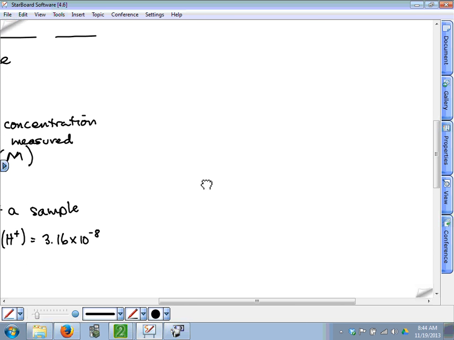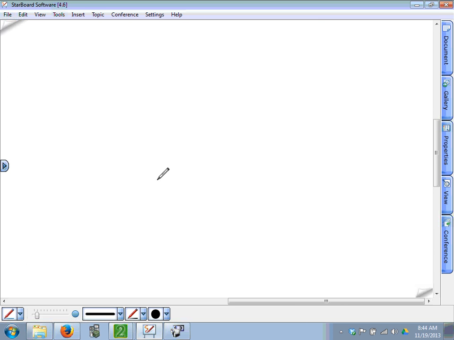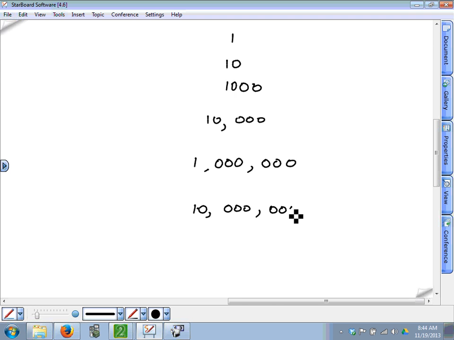It's kind of a hard thing just to listen to and understand. But let's say that we have a range of numbers. We have 1, we have 10, we have 1,000, we have 10,000, we have 1 million, and 10 million. Then 100 million. That's a pretty large range of numbers, right? Between 1 and 10 million.